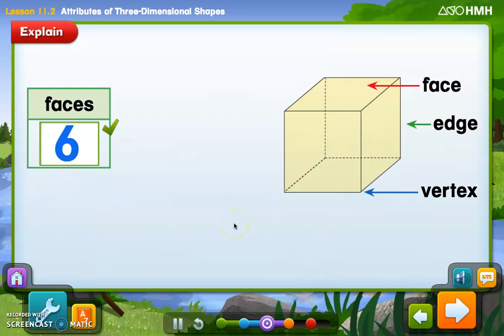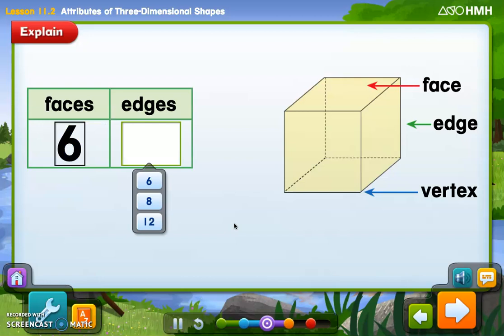That's right, there are 6 faces. Select how many edges the cube has.